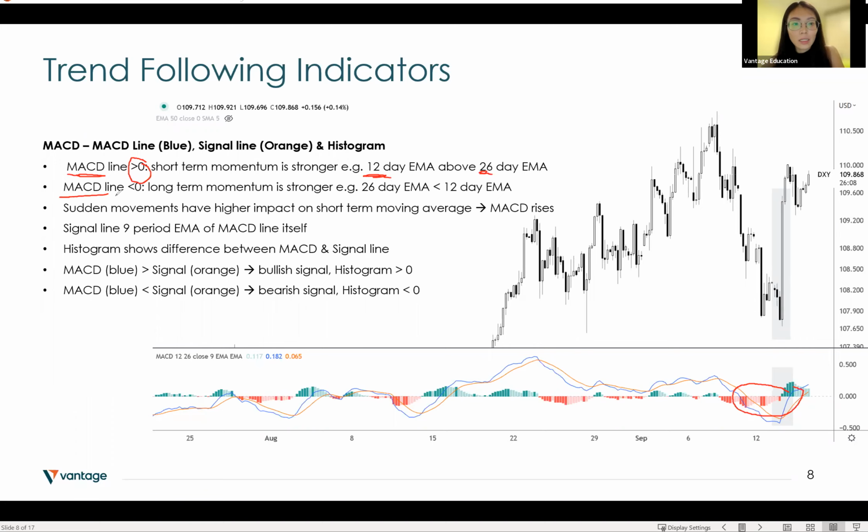If your MACD line is less than 0, it shows that your longer term momentum is stronger. So your shorter term momentum is weaker. So in this case, this is why MACD is below 0.